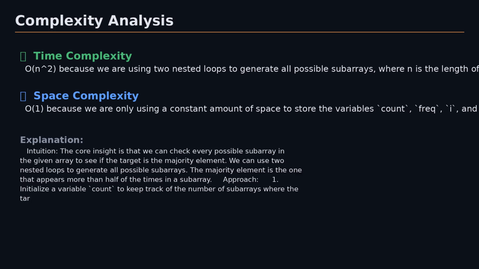Now, let's talk about the time and space complexity of this solution. The time complexity is O(n squared), because we're using two nested loops to generate all possible subarrays. The space complexity is O(1), because we're only using a constant amount of space to store our variables.